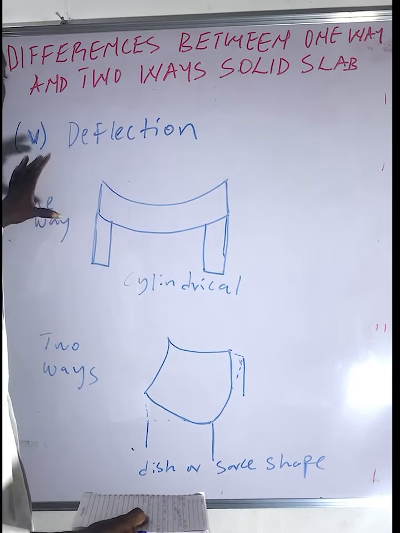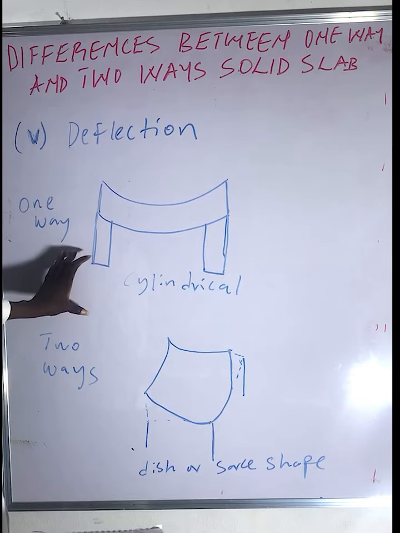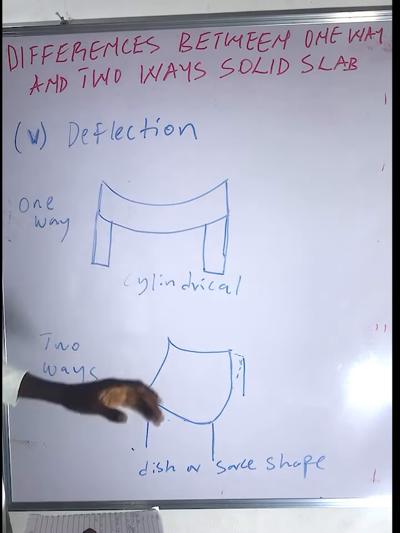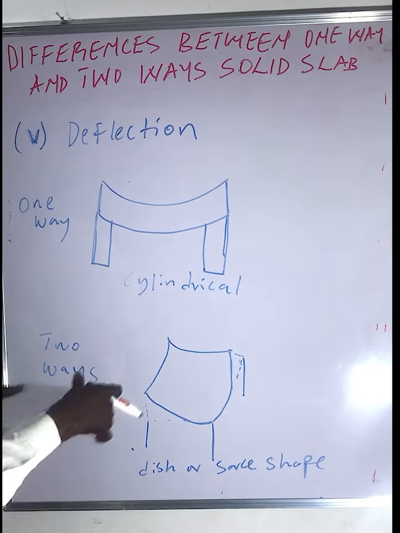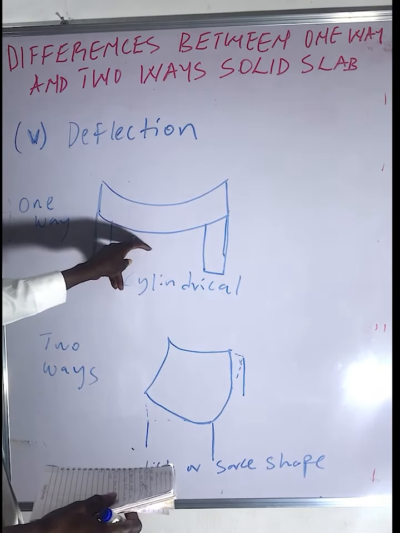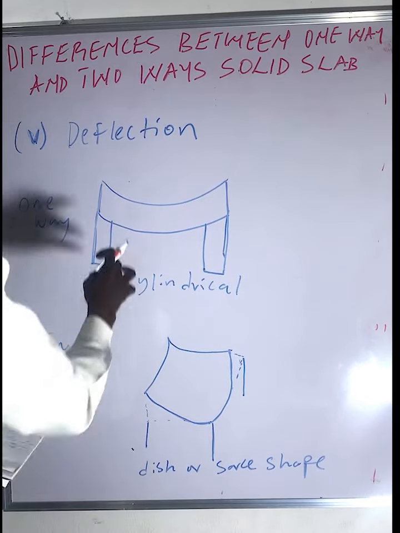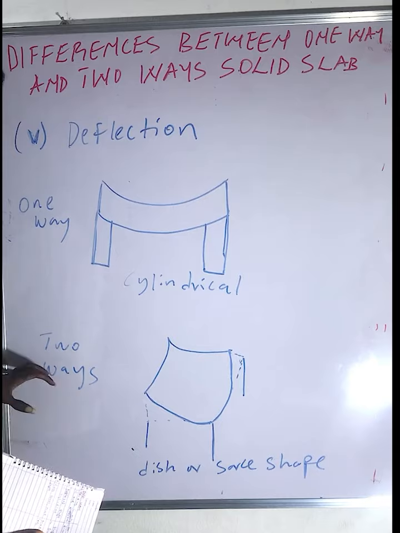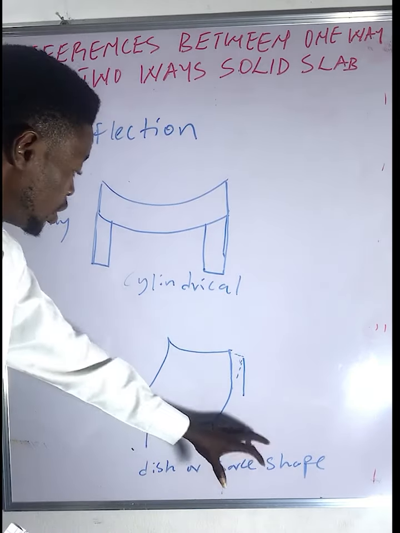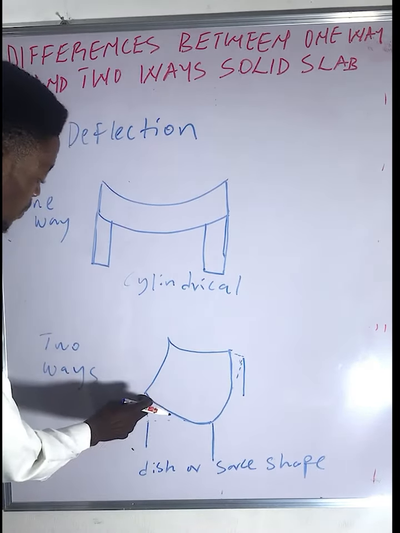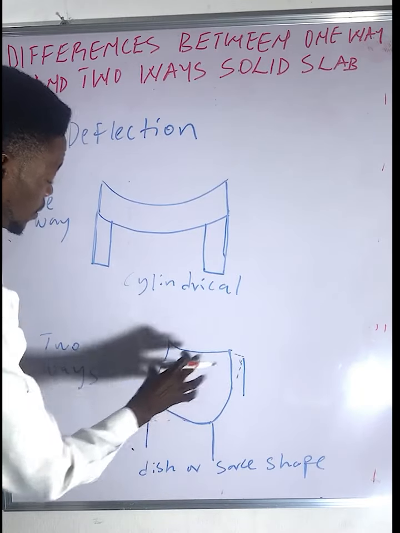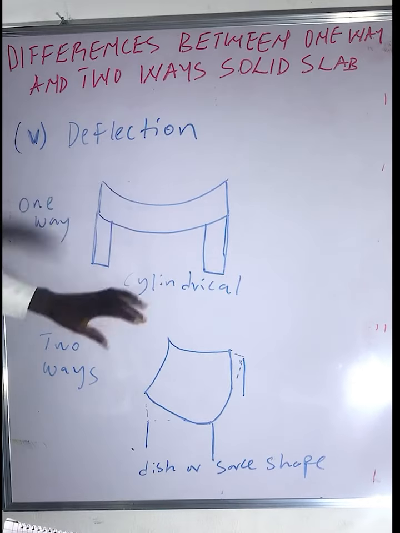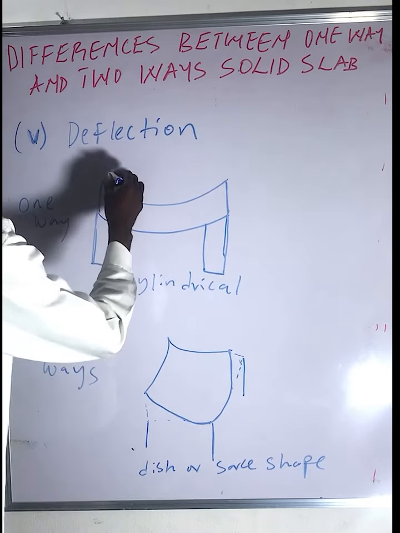For a one-way slab, your deflection has a cylindrical shape. It's only deflected on the Ls axis. While for a two-way slab, your deflection has a dish shape or saucer shape. It's deflected in both ways. You can see the shape. This is how your deflection looks like for a one-way slab. And this is your Ls.